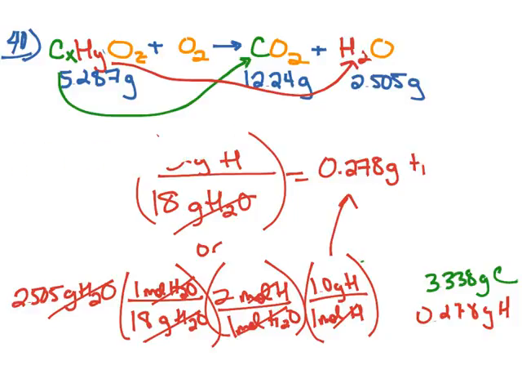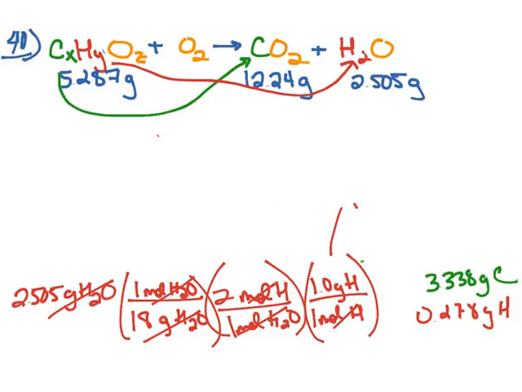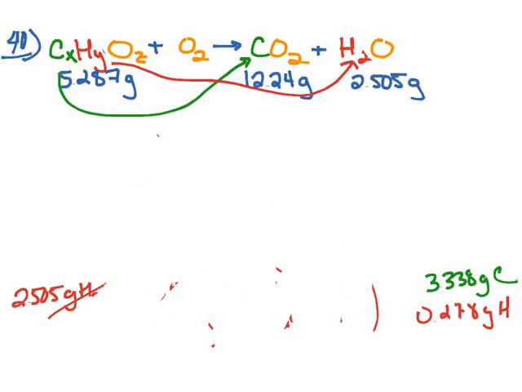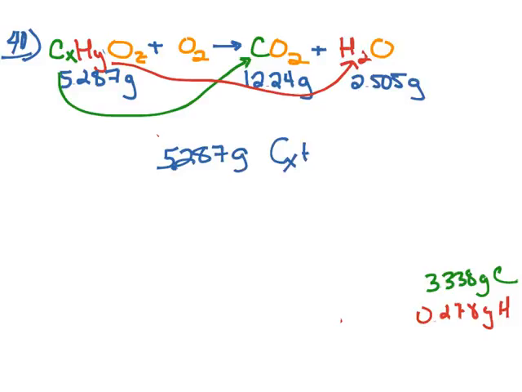So now I have the grams of hydrogen, I have the grams of carbon, but there's one more thing in my formula. Not only is there carbon and hydrogen, but there's also some oxygen. But I'm in luck. I have the mass of the whole thing. I have 5.287 grams of the whole thing, the CxHyOz. And I'm just going to change that to color. And I also know that in that amount, I have 3.38 grams of just the carbon.